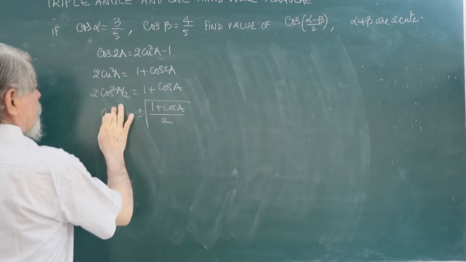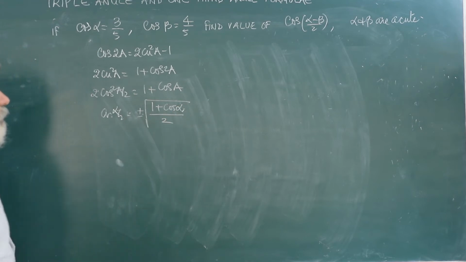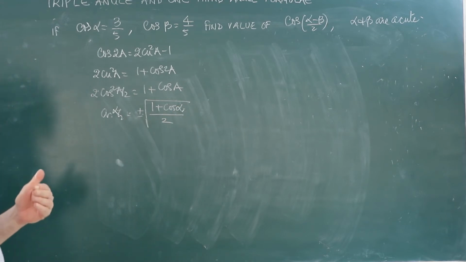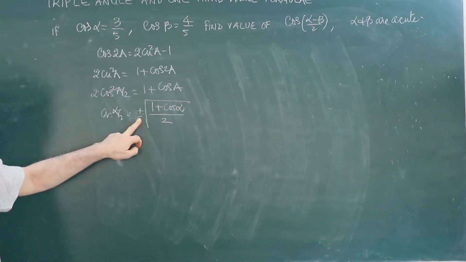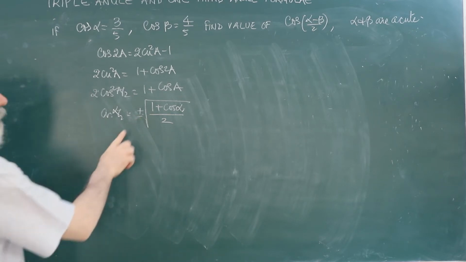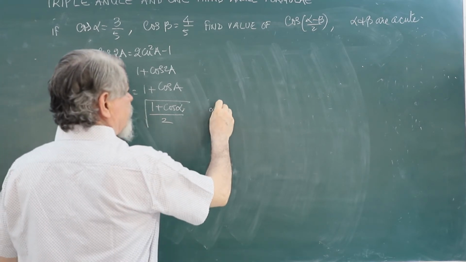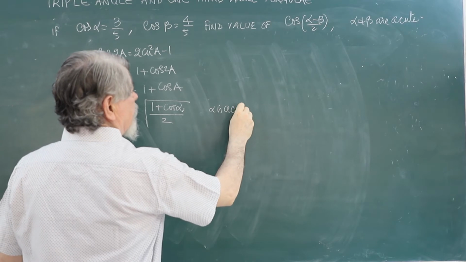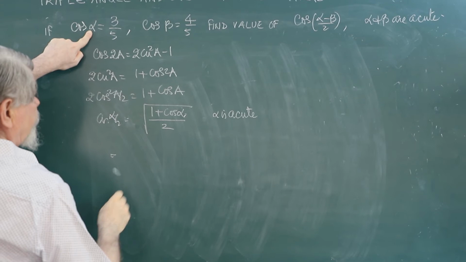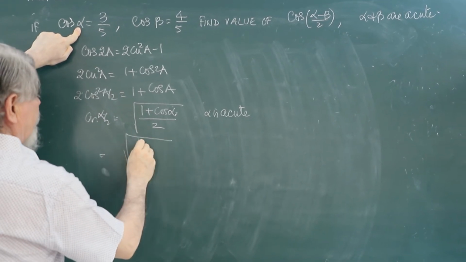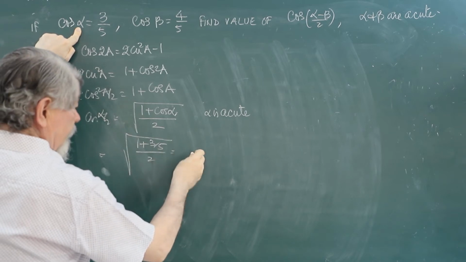In place of A, it is alpha. So I can write cos alpha upon 2 will be under root 1 plus cos alpha upon 2. And because alpha and beta are acute, it is not going to be considered negative. It will be only positive value. So we will take only the positive value. I am not taking negative because alpha is acute. So what is the value of cos alpha? 1 plus 3 upon 5 upon 2. Let us solve it.